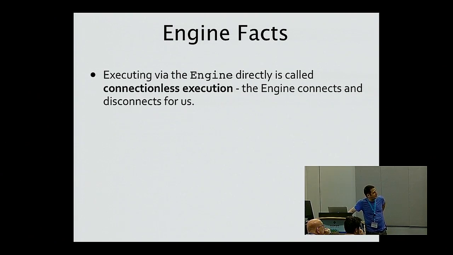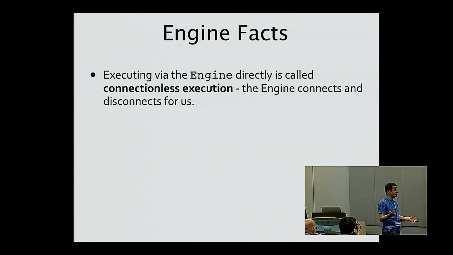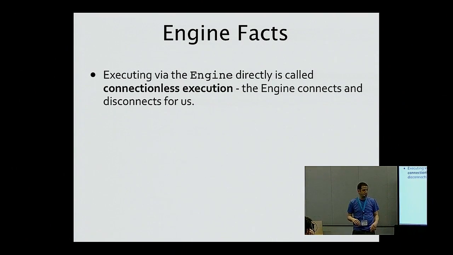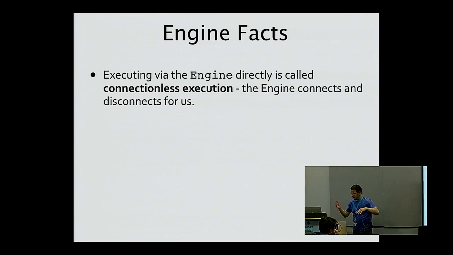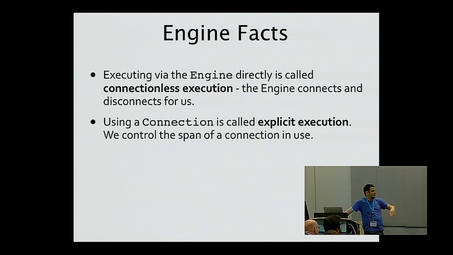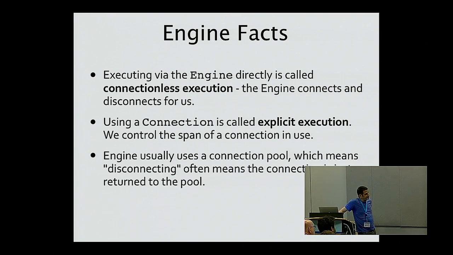Executing via the engine is called connectionless execution. So when we said engine.execute, you don't actually see any connection being dealt with. There is a connection in the background, of course, but from your perspective, you don't see a connection. So we call that in the docs connectionless execution, meaning you're just executing without having to deal with a connection object. Using a connection is called explicit execution. We control the span of a database connection in use.